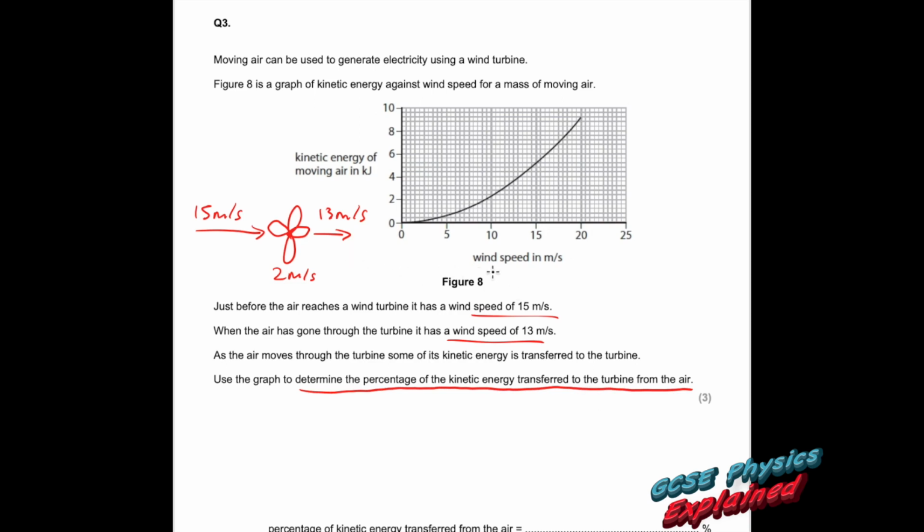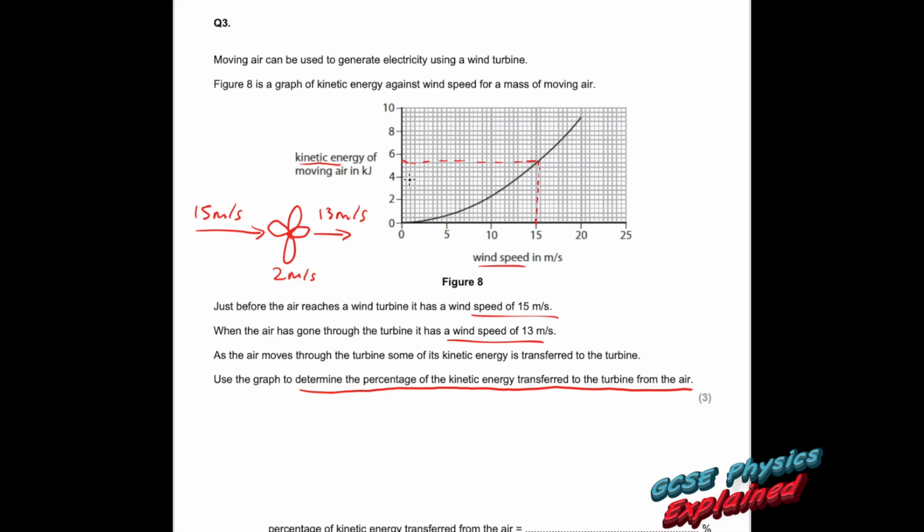Right, so we need some kind of way of converting the wind speed into kinetic energy. Well, that's what the graph does for us. So if the wind speed's 15 metres a second, what I would do is I would draw little dotty lines up to your graph like that, and little dotty lines across here like that.